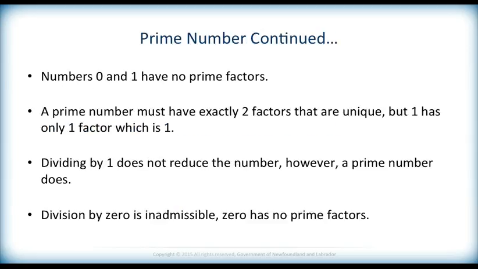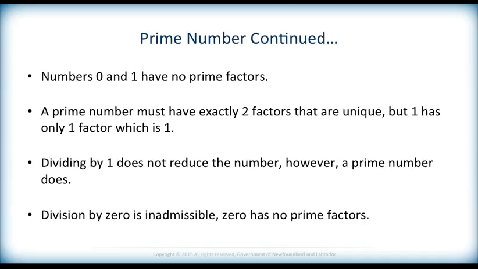There are some different rules for prime numbers. 0 and 1 have no prime factors. A prime number must have exactly 2 factors that are unique. But 1 has only one factor, which is 1. 1 does not have 2 distinct divisors. It can only be divided by itself. 1 does not follow the rules of prime numbers, and therefore it is not prime.